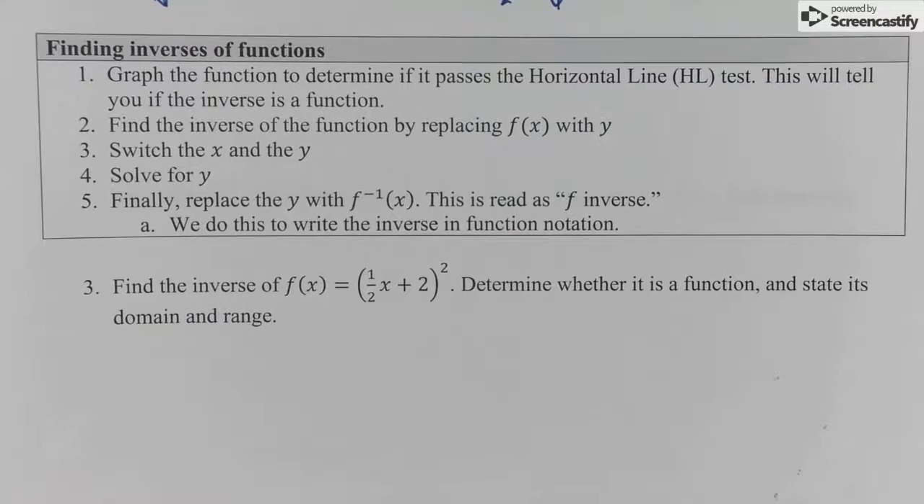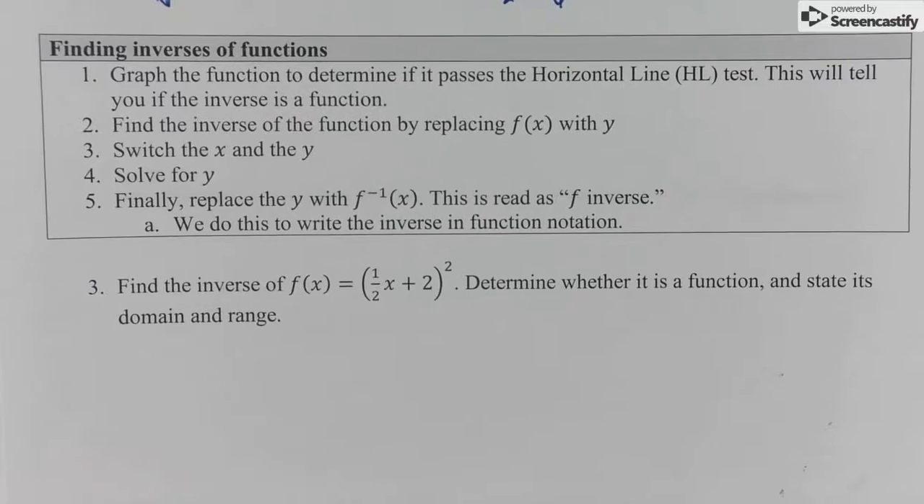So the first thing you could do is to graph the original function to determine if it passes the horizontal line test. Why would we do that? Like, what's the advantage of doing that? The advantage of plotting the original function and seeing if it passes the horizontal line test will tell you if your inverse function is a function or not. So that would be the first thing we do.